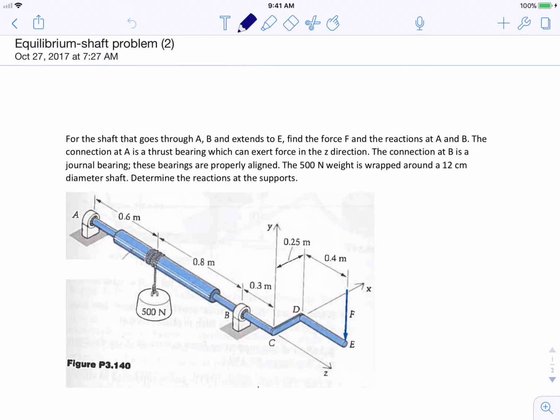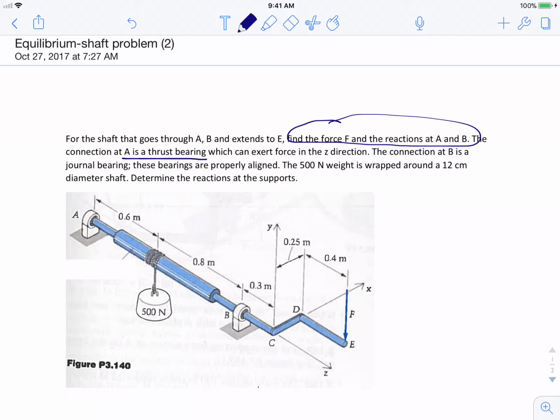Welcome to statics. This problem concerns a shaft that goes through A, B, and extends to E. Our job is to find the force and the reactions at A and B. We notice that the connection at A is called a thrust bearing.